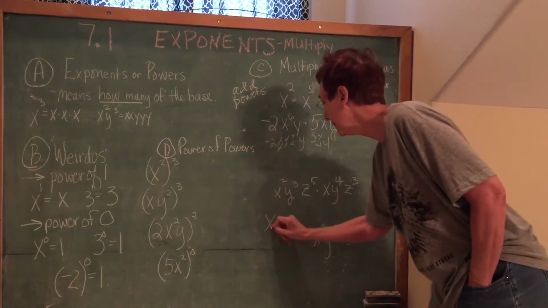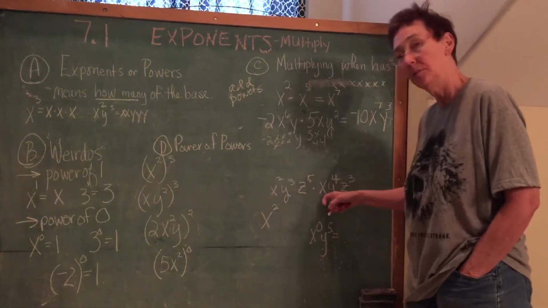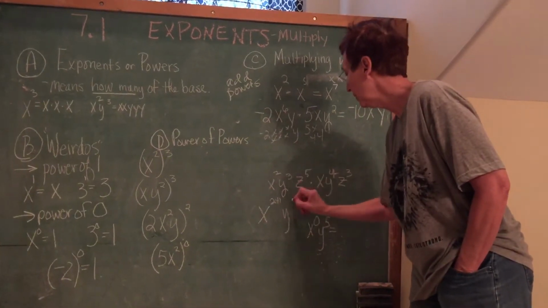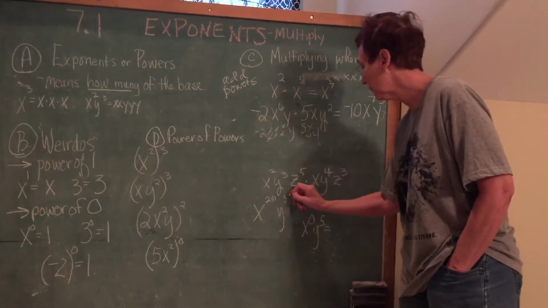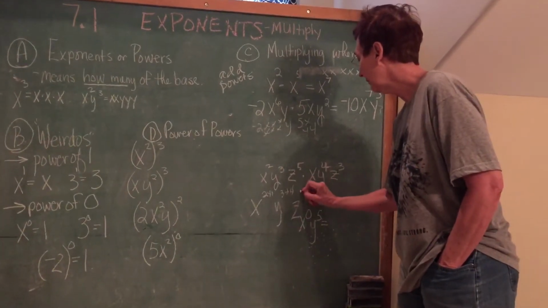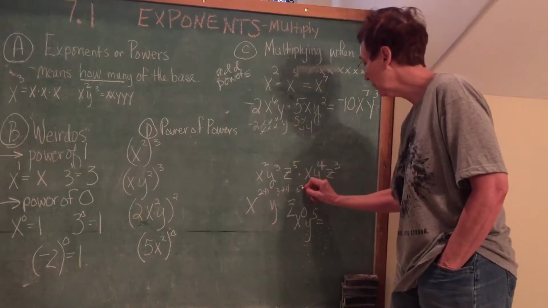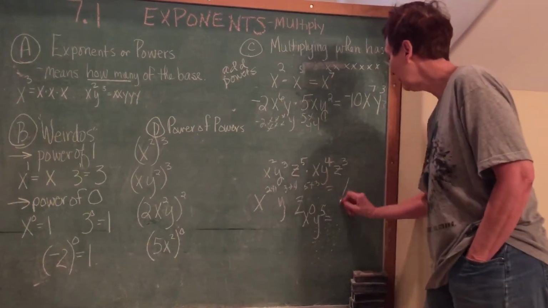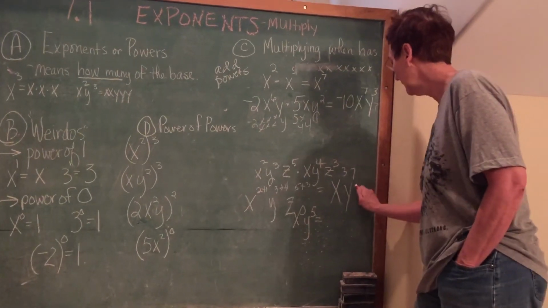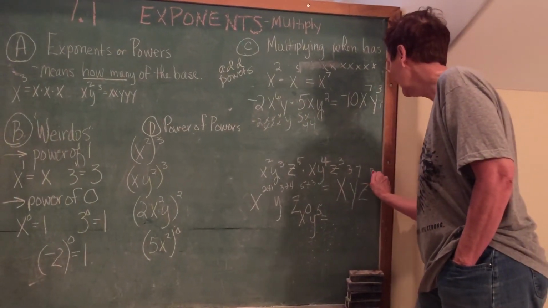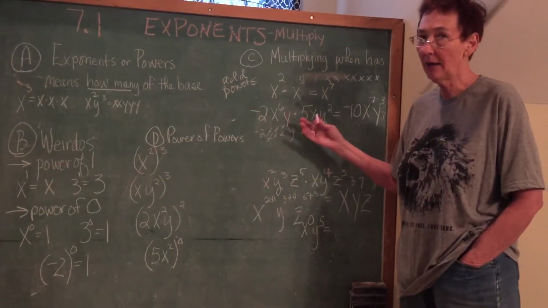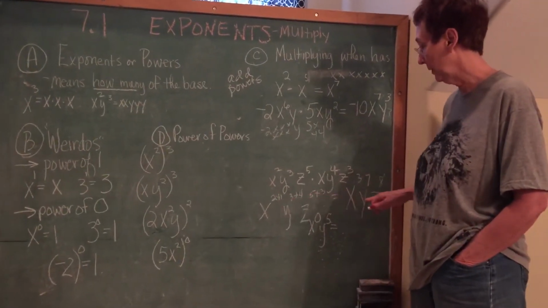On my x's, I have 2 of them here plus 1 more. For your y's, you've got 3 of them here plus 4 of them. And for your z's, you've got 5 of them here and 3 more of them. So that means you're going to have x to the 3rd, y to the 7th, and z to the 8th. So you could use the shortcut instead of writing them all out and counting them all back up to figure out what it would be.